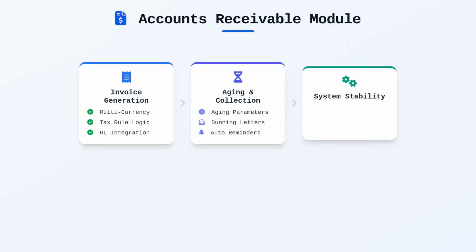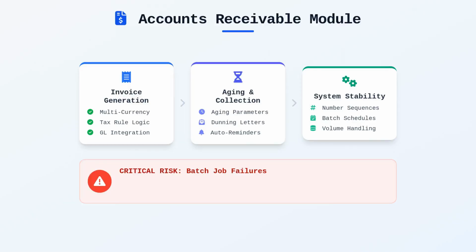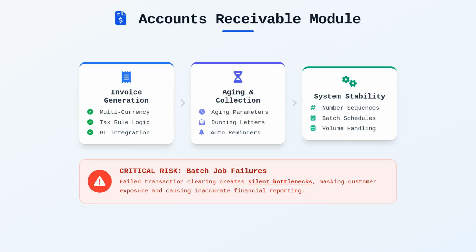You must ensure that the number sequence frameworks and the batch job schedules are robust enough to handle the volume and frequency of these financial operations. If a batch job that clears transaction status fails, it can create a silent bottleneck that masks true customer exposure, leading to inaccurate financial reporting.